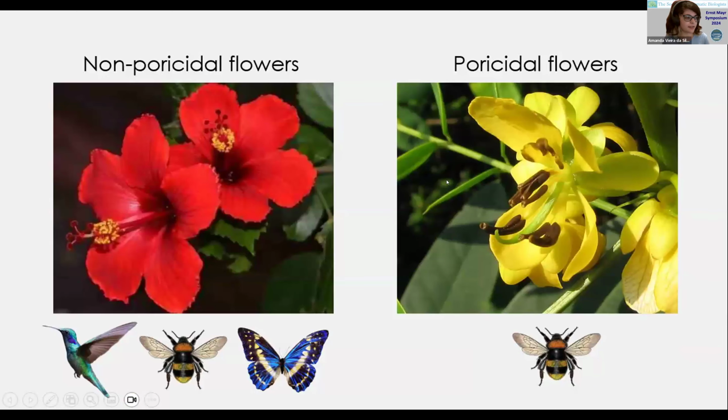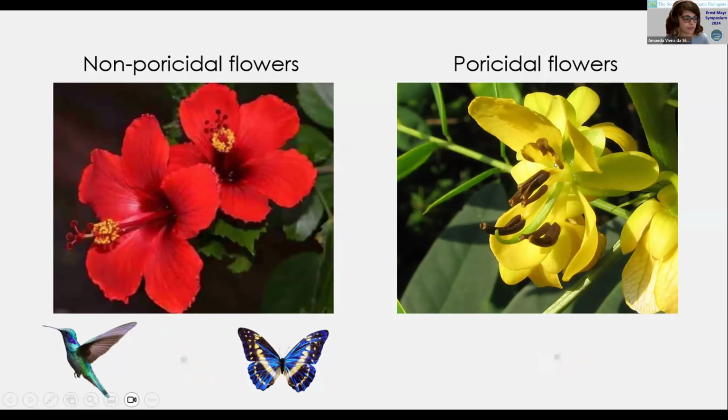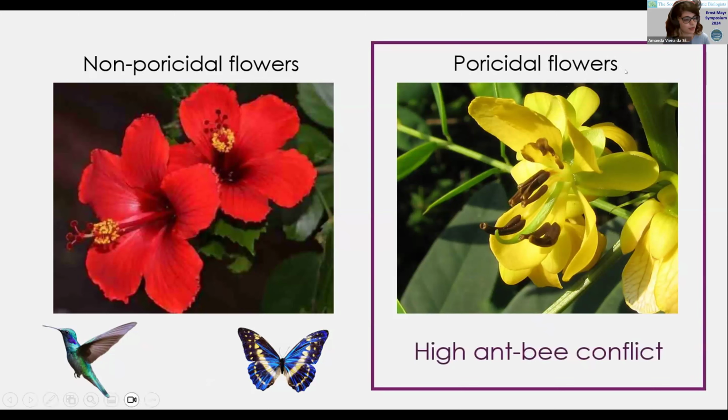And if ants can affect the pollination only of bees, flowers with poricidal anthers might be more affected. So the conflict should be more intense in these flowers than in flowers that have another type of anther morphology.